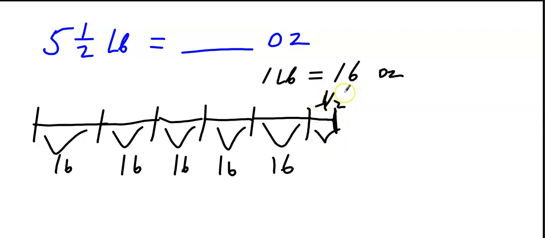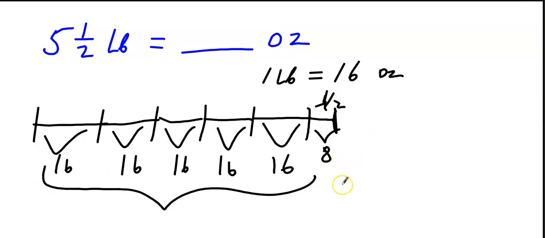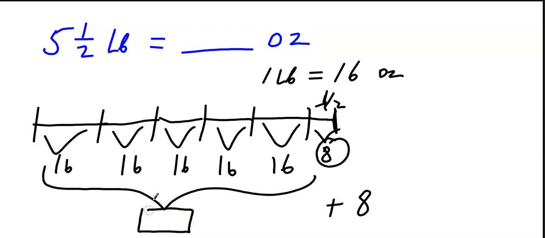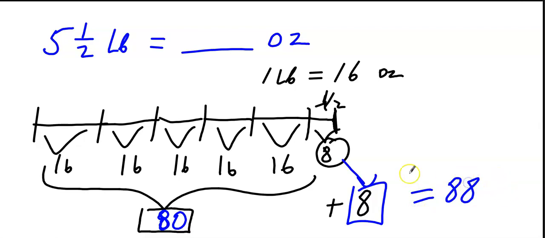Well, you could do that in mental math. Half of 16 would have to be 8. So what you really are doing here is 5 times 16, and then adding the extra 8. You're doing half of 16, which is actually 8 ounces. So 16 times 5, let's do that first. 16 times 5 gives us 80, plus the extra 8 that we got from the 1/2 pound. So 80 plus 8 gives us 88 ounces.